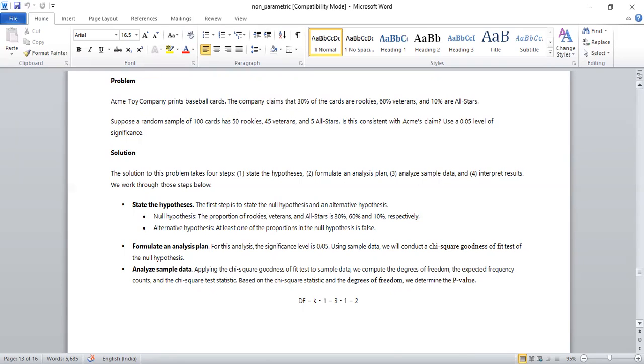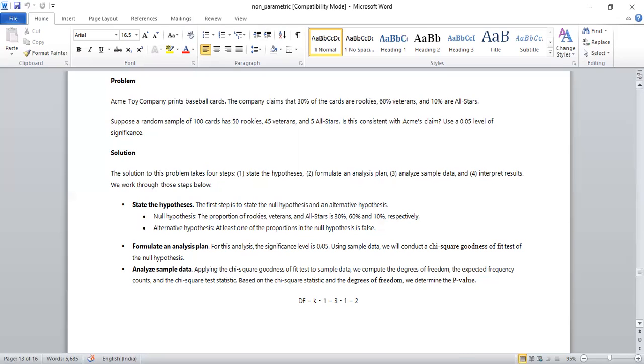Acme Toy Company prints baseball cards. The company claims that 30% of the cards are rookies, 60% veterans, and 10% all-stars. Now, suppose a random sample of 100 cards has 50 rookies, 45 veterans, and 5 all-stars. Is this consistent with Acme's claim? Use a 0.05 level of significance. The solution to this problem takes 4 steps.